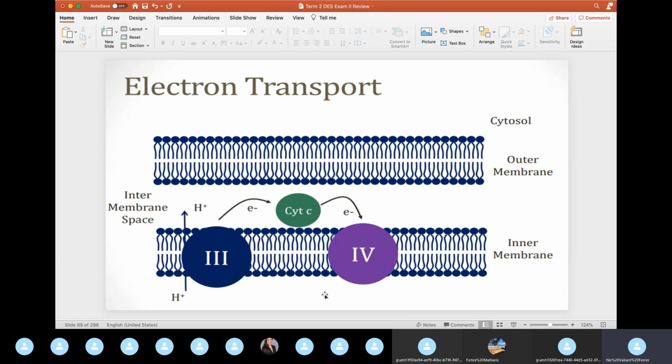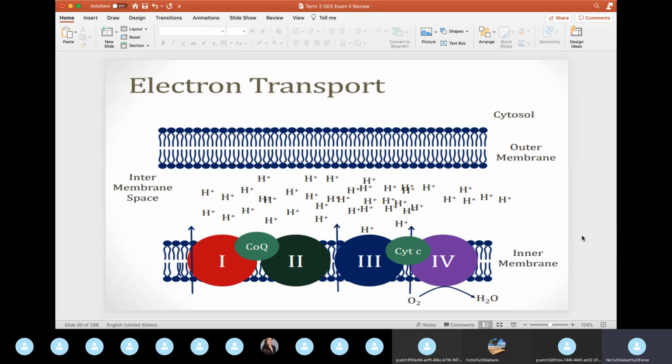And then what happens? From complex 3 again, there's an H+. The electrons are transferred to complex 4 via your cytochrome C. Throughout the electron transport chain, the H+ is always in the intermembrane space. It is increased in this space. Okay, where are the complexes? They are in the inner membrane of the mitochondria. Remember, the mitochondria has 2 membranes, the outer membrane and the inner membrane.